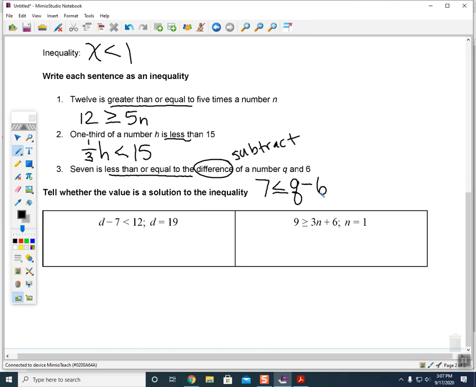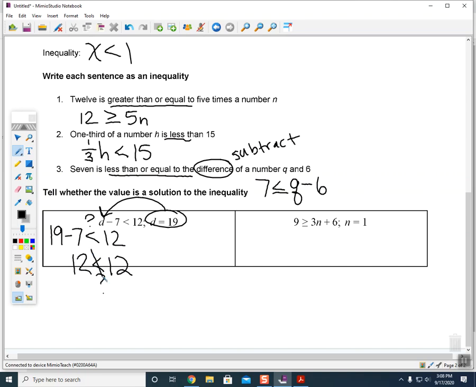And then our last ones down here, we're looking at whether or not the value is a solution to our inequality. So this first inequality we have is d minus 7 is less than 12 when d equals 19. So I need to take my value of d and plug it in to my equation here. So it's going to look like this. 19 minus 7, I want to know, is that less than 12? Well, 19 minus 7 is 12. So is 12 less than 12?